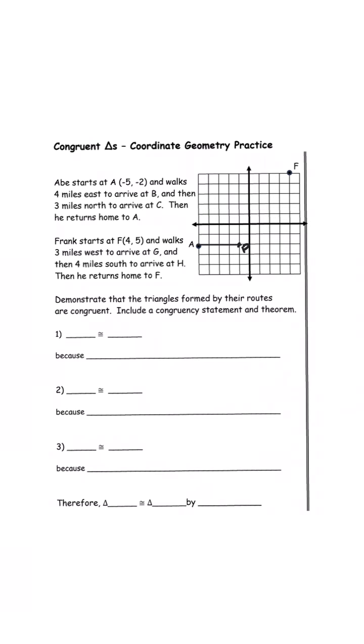So this is B. And then from B, I'm going to go 3 miles north to C. So right there is C. So I'm going to draw my line to C. Okay. And now that says that I return home to A.